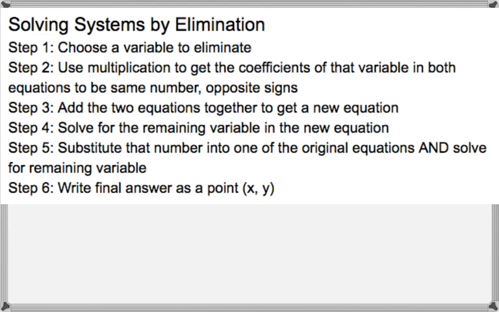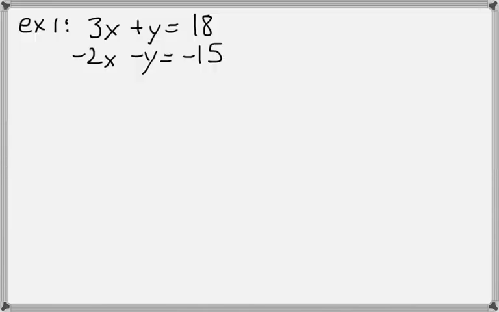Once we've done that, step 3, add your 2 equations together, which will give you a new equation. Step 4, solve that new equation for the remaining variable. Step 5, you're going to substitute the number value that you got in step 4 into one of the original equations and solve for the other variable. And finally, step 6, write your final answer as a point, so you would need to list your x-coordinate first, then your y-coordinate. Let's look at an example.